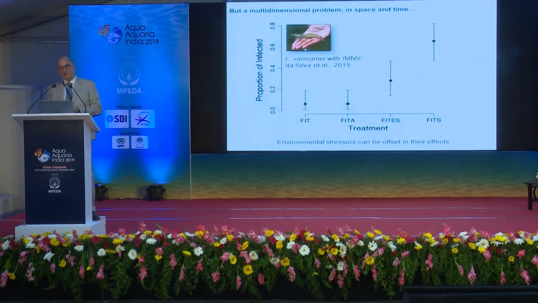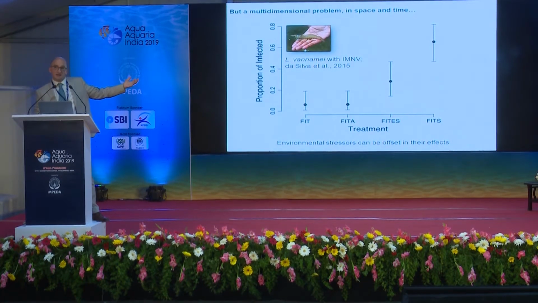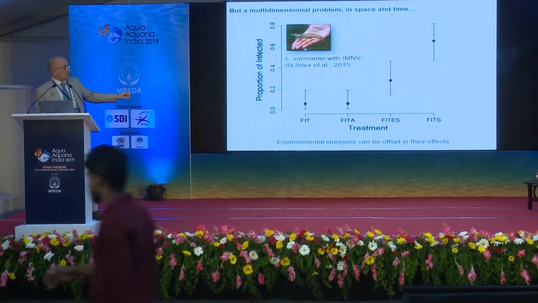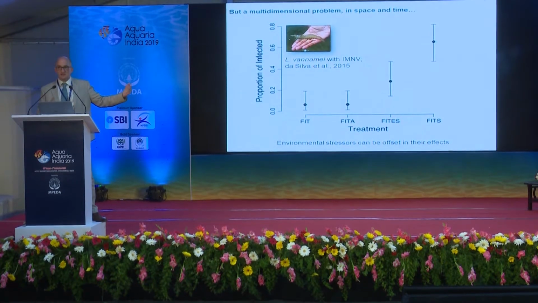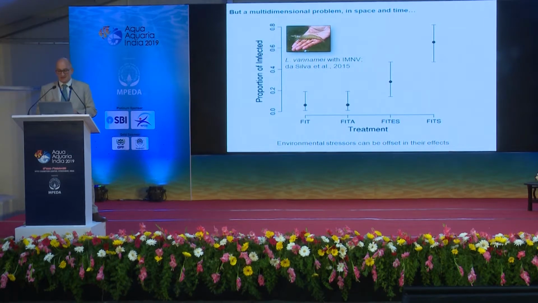So these are white shrimp fed infected meat, infected with IMNV. And up the side we have the proportion of infected animals after they've been fed infected meat. So at the far end, FIT shows the proportion of infected animals after just straightforward feeding with infected meat. The next one along, FITA, is the proportion of infected animals after feeding while suffering alkalinity stress. So these shrimp were subject to alkalinity stress.